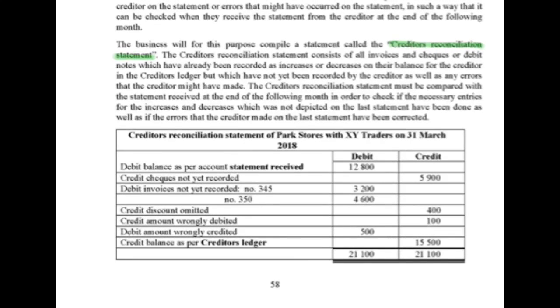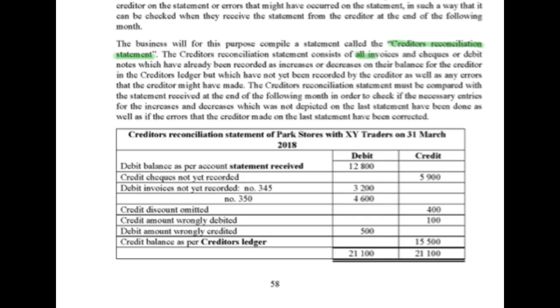So a Creditors Reconciliation Statement consists of all invoices, checks or debit notes which have already been recorded as an increase or decrease on the balance for the creditor in our ledger account, but which have not yet been recorded in the creditor's records. So in other words, it's something that appears in our books, but does not appear on the creditor's statement yet, or any errors that the creditor might have made.